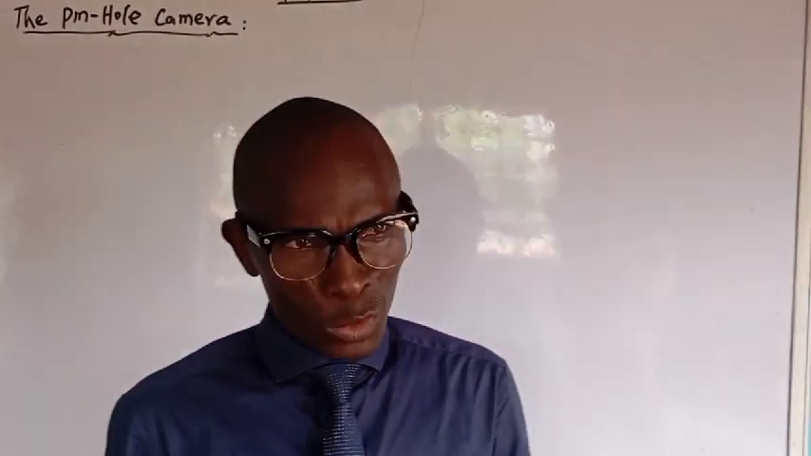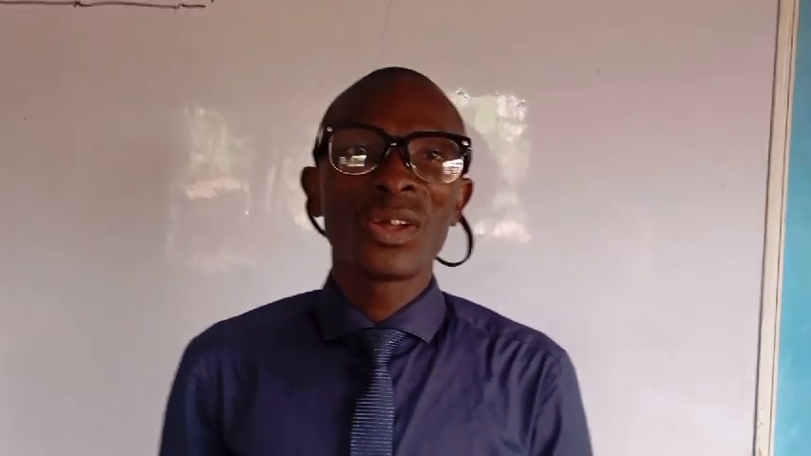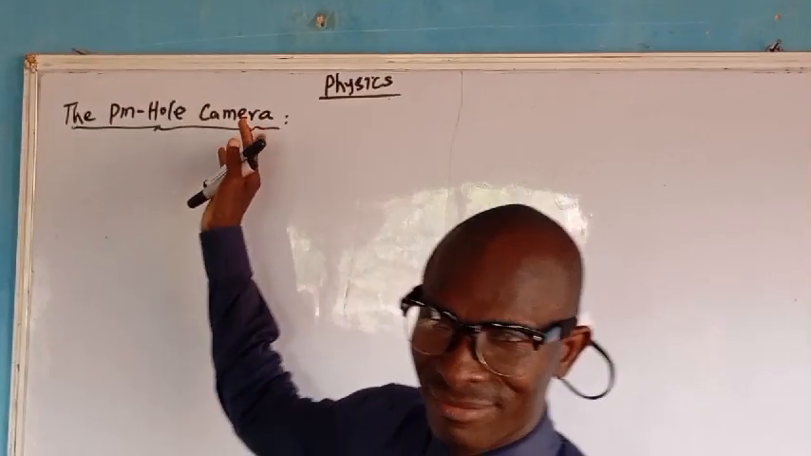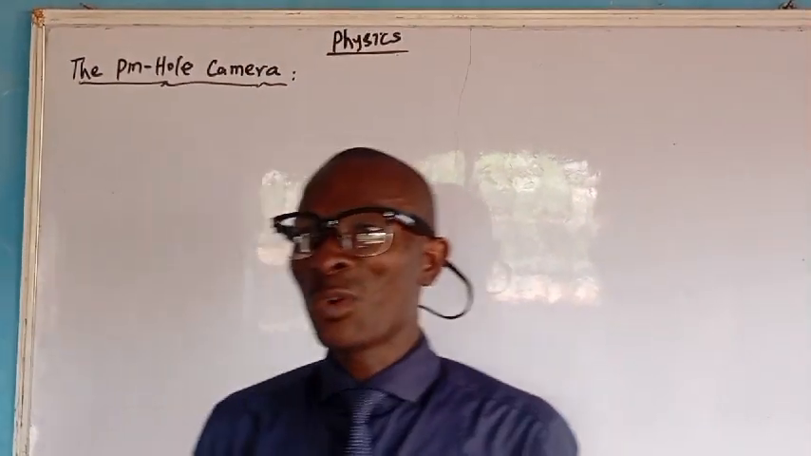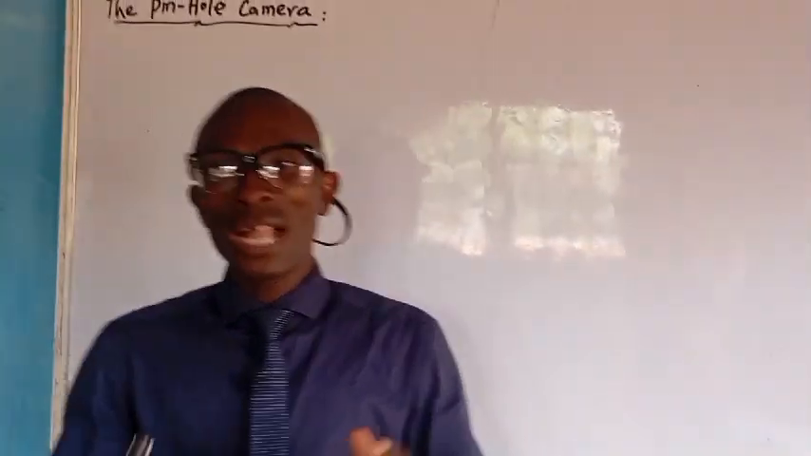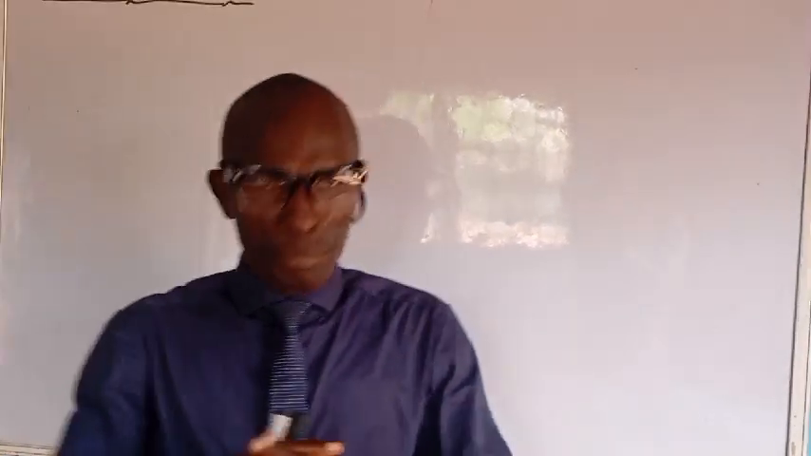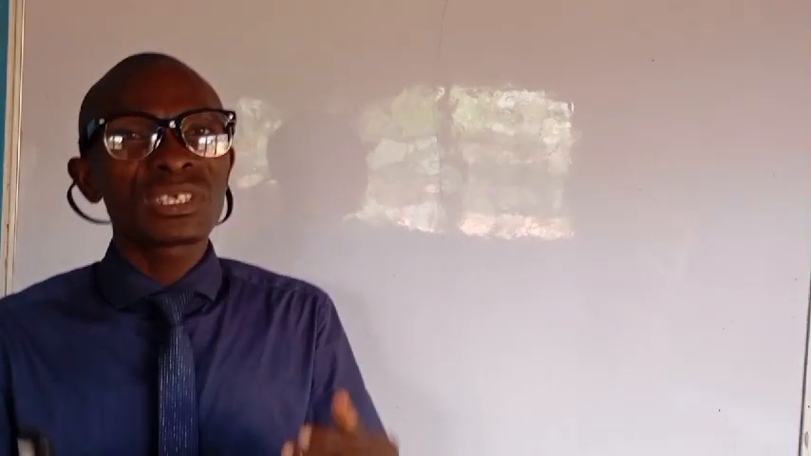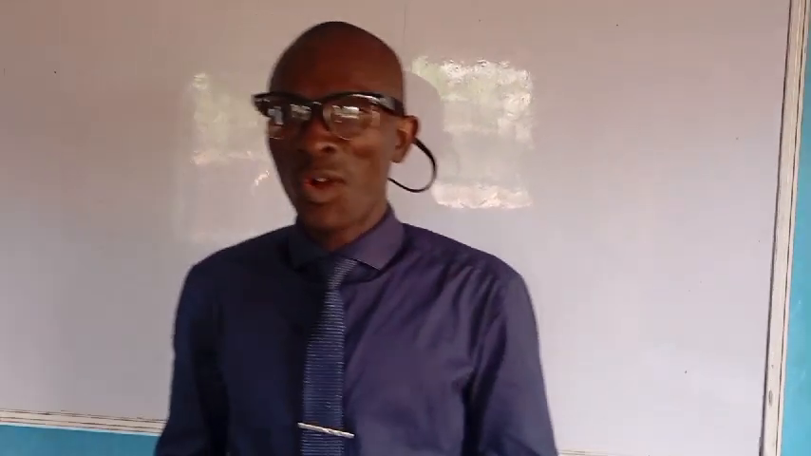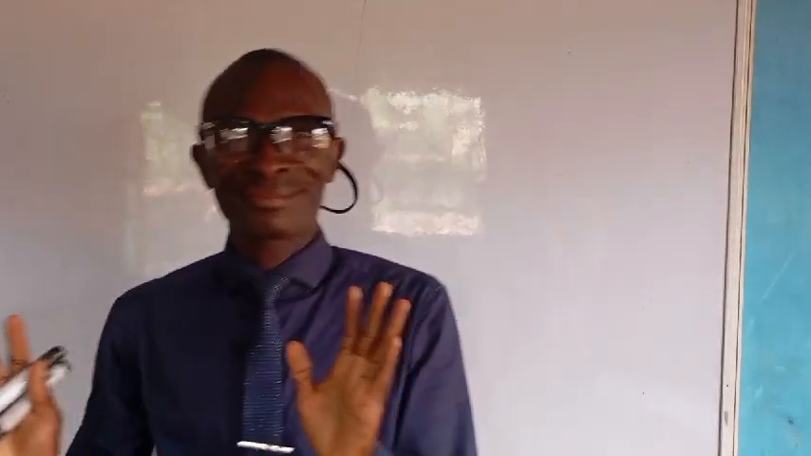Today, I want to make a short video on the pinhole camera. Now, the pinhole camera is an opaque box used in the 11th century for viewing an eclipse of the sun without danger to the eyesight. That is the pinhole camera.